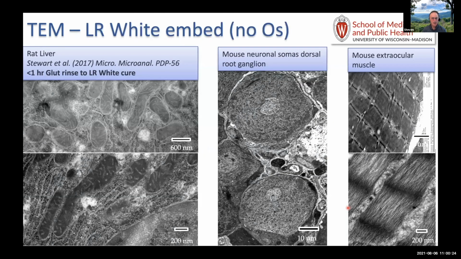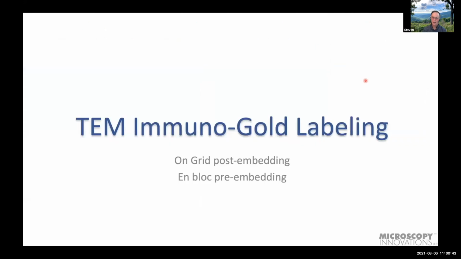Here are 3 examples of tissues prepared using LR White acrylic embedding without osmium post-fixation, as you would want to do for on-grid immunogold labeling. So we have liver, mouse neuronal somas, dorsal root ganglion, and mouse extraocular muscle. Now let's take a look at immunogold labeling, both on-grid and en bloc or pre-embedding.